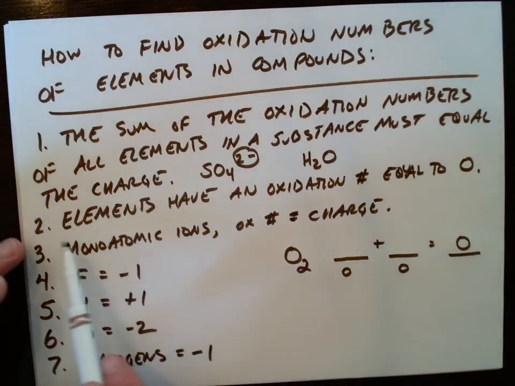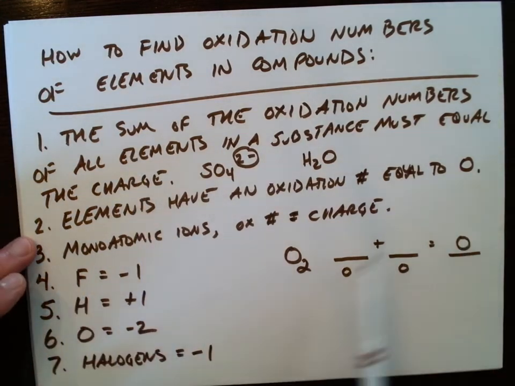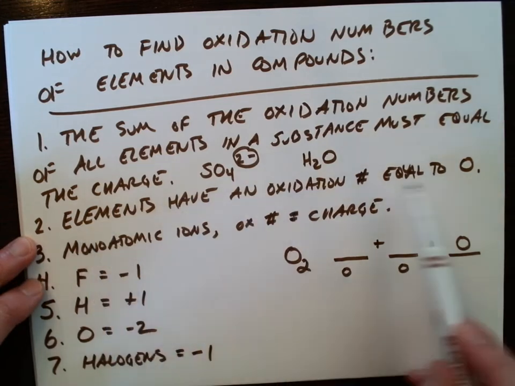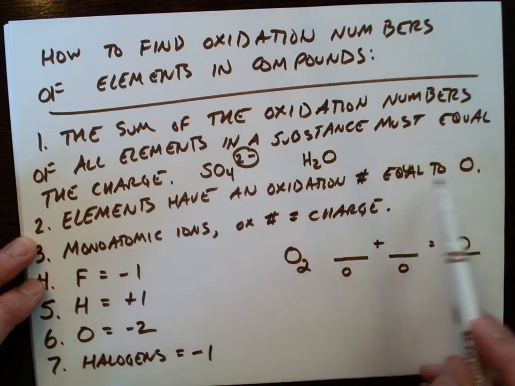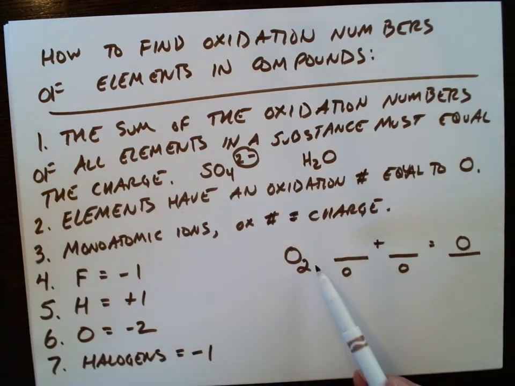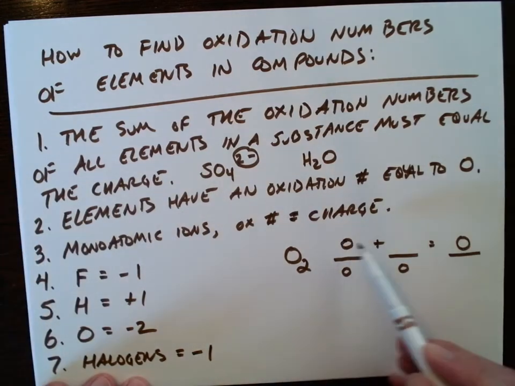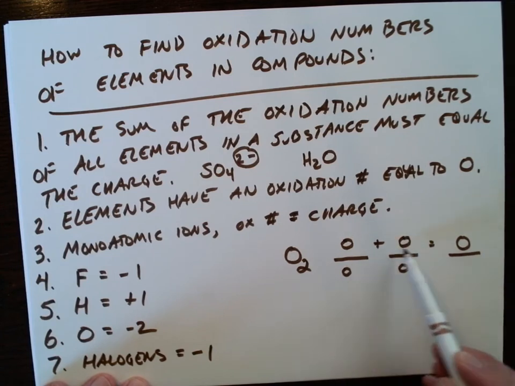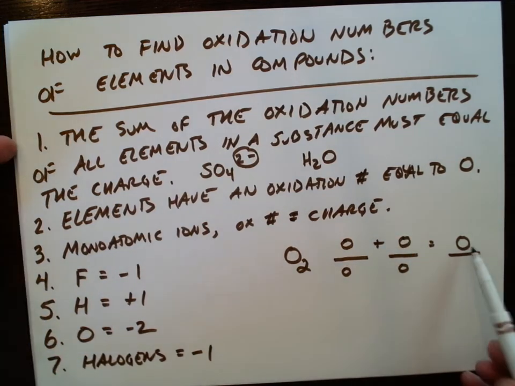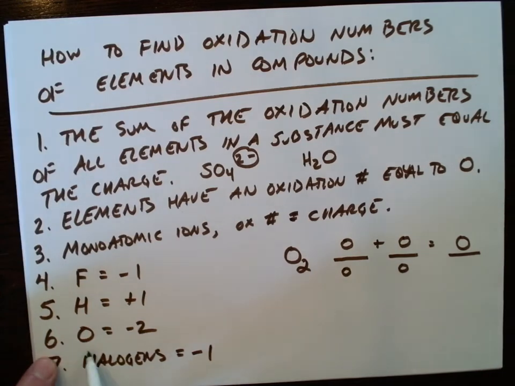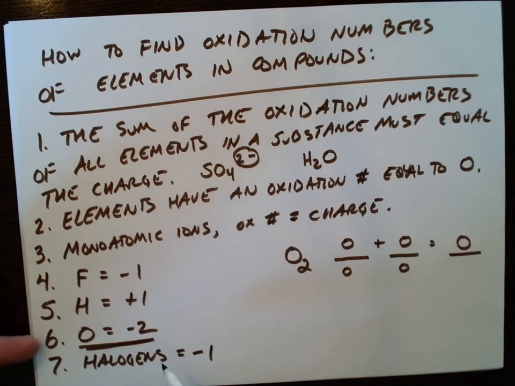So let's see, I'm going to go down here to rule number 2. I wrote this here so I make sure I follow rule number 1, by the way. Elements have an oxidation number equal to 0. Well, this is elemental oxygen. So I'm just going to put a 0 here, plus a 0 here. 0 plus 0 is 0. Rule number 1's followed, and I'm done. But notice, I violated this suggestion. And that's okay, because it's lower on the list. In a sense, these rules are listed in order of priority.